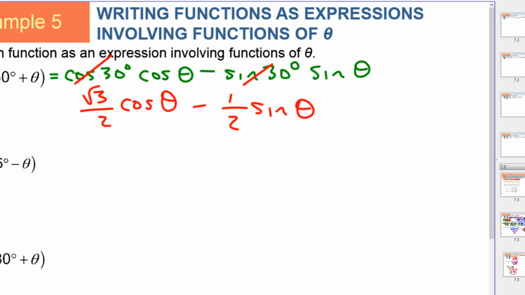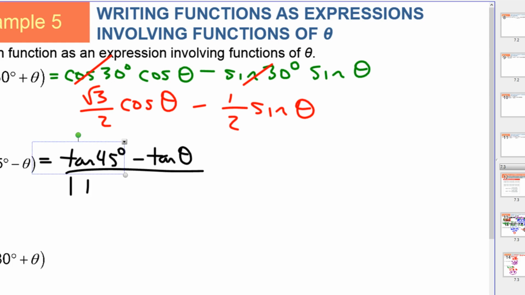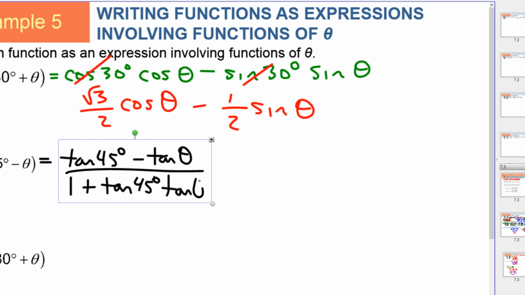Tangent, 45 minus theta. Again, I don't need you to be able to just immediately whip this out, but I need you to be able to tell which pattern it is. It's a tangent minus. And so the tangent minus pattern is going to be tangent minus tangent over 1 plus tangent times tangent. Look like that. Yeah, we're done with A. That was it.